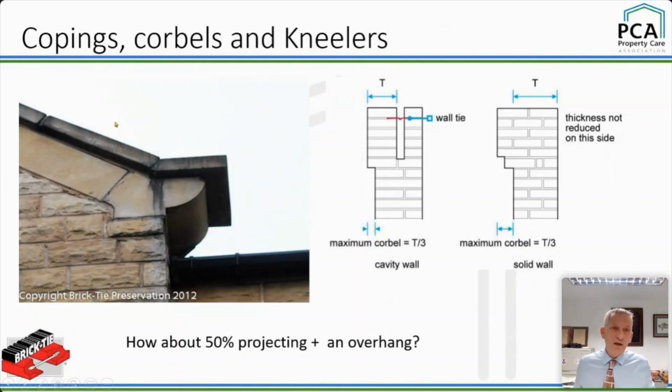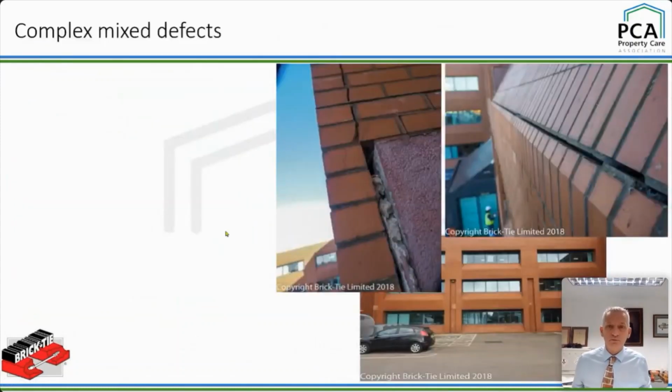This is from a job where the whole row on the verge slid off, like a train going off a bridge, and crushed the porch. Okay, so be careful. You can get complex mixed defects.